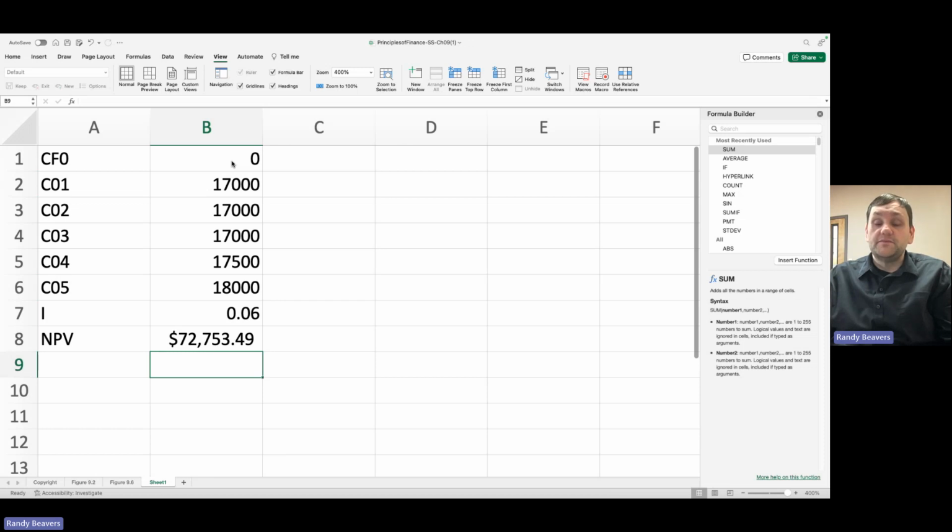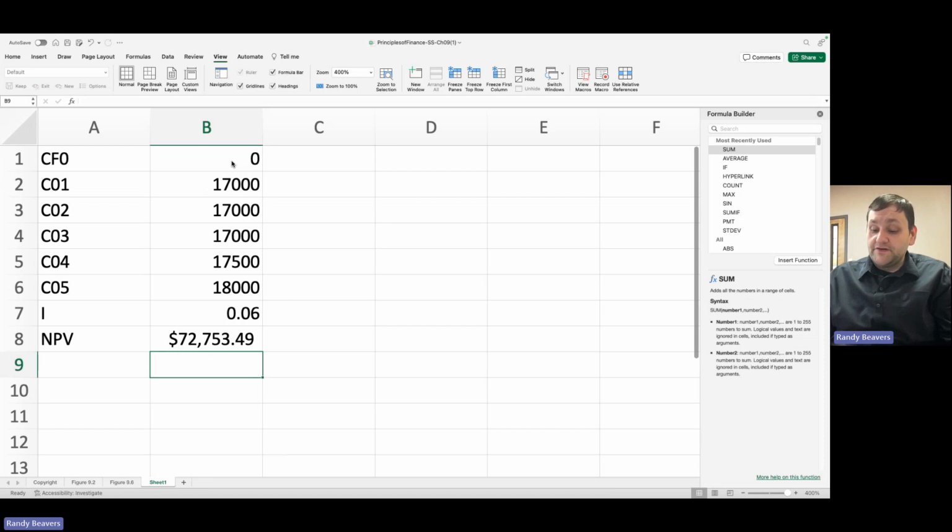Another way to interpret this would be I need to have $72,753.49 in my bank account today, such that assuming a 6% interest rate, I can withdraw $17,000 a year from now, $17,000 2 years from now, $17,000 3 years from now, $17,500 4 years from now. So then in year 5, I will close the bank balance out by withdrawing the final $18,000.